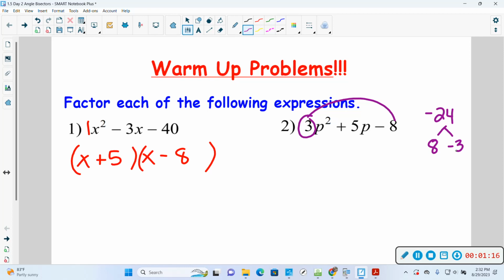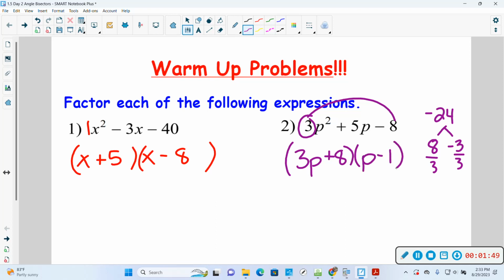Now, I can't just go x plus 8, x minus 3. What's the key step? Divide by a number. I think you're going to say 3, the lead coefficient. Okay, 8 over 3 doesn't divide out, is what it is. Next question for you. Which number goes first, the 8 or the 3? 3. The 3, the bottom, the denominator. Got it. This divides out nice, negative 3 over 3, negative 1. So p minus 1. Got it.